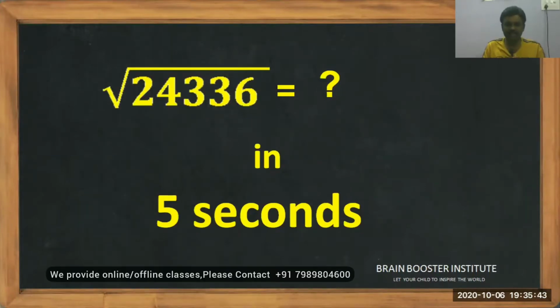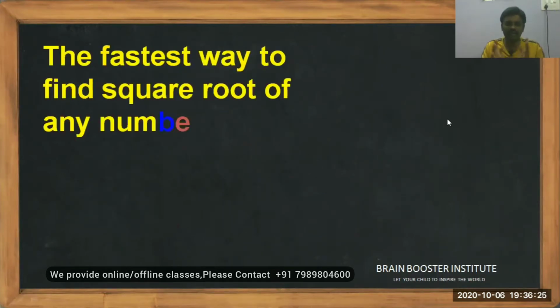In this lesson, I'm going to teach you the fastest way of finding the square root of any number, irrespective of the number of digits. Here I have taken an example, 24,336. We are going to find the square root of this 24,336 within 5 seconds now. The fastest way of finding the square root of any number.